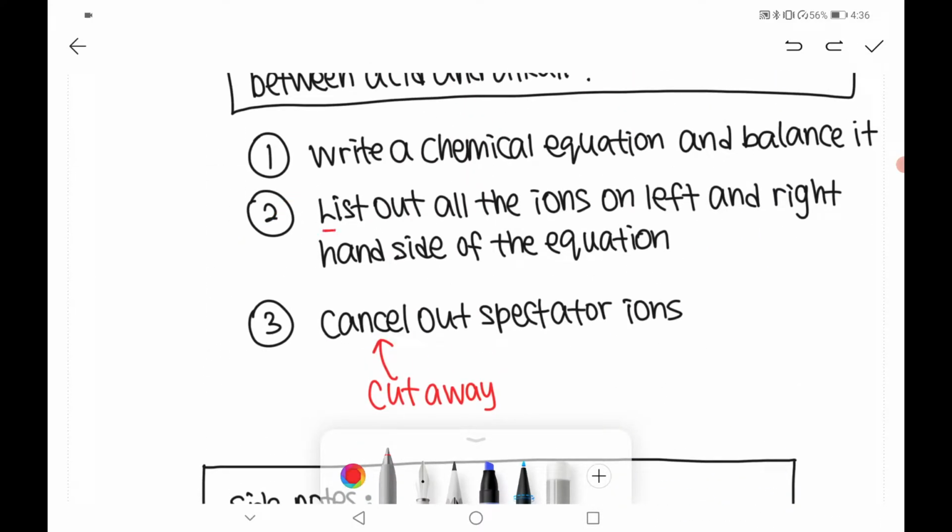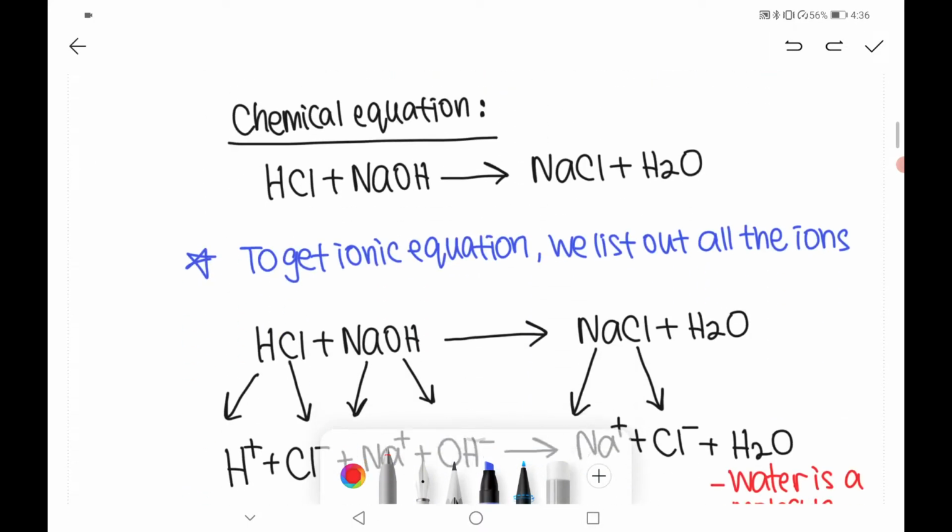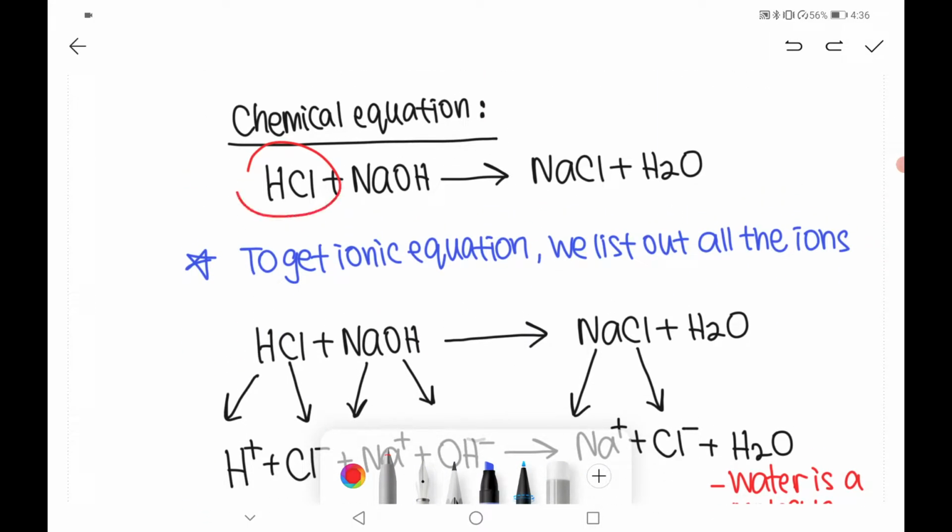Now we need to list out all the ions on the left hand side and the right hand side of the equation. So let's try to do it together. Hydrochloric acid, what is the ion? If you want to get the ionic equation, we need to list out all the ions. Ion means charge. We need to list out all the charge.